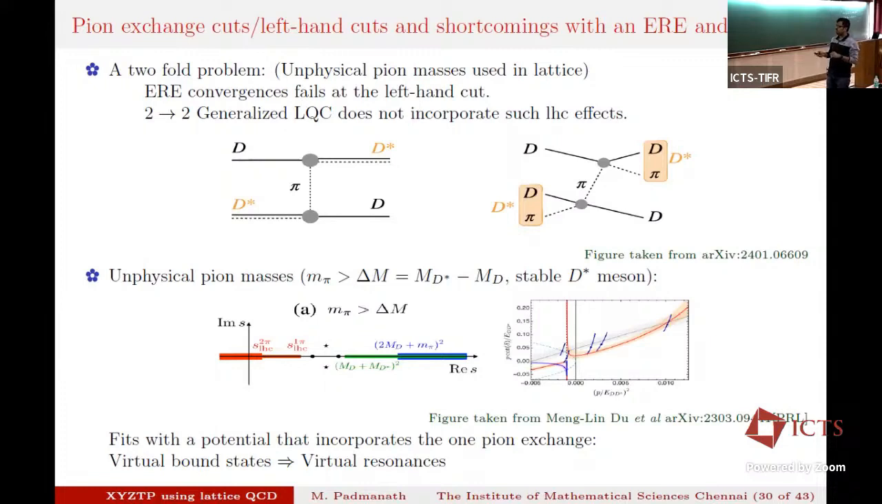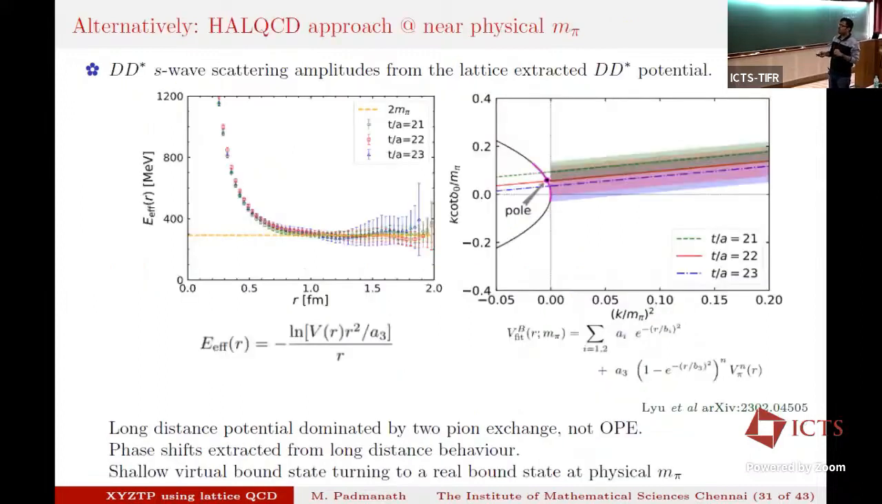So they claim that this is the case, and they actually demonstrated in this article that this is indeed a virtual resonance. Now, there is an alternative way of getting away with this problem. So in this HAL QCD approach, the plot that I showed, a compilation of pion mass dependence of this TCC, this pion mass dependence plot was taken from this paper.